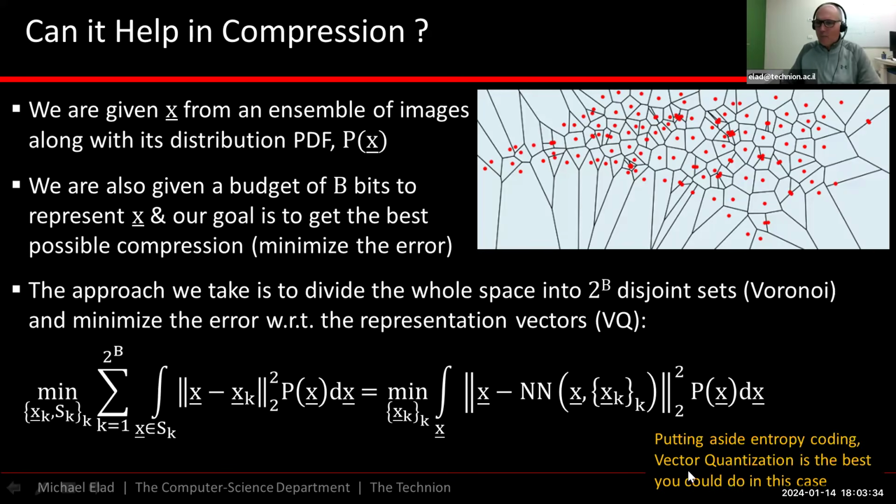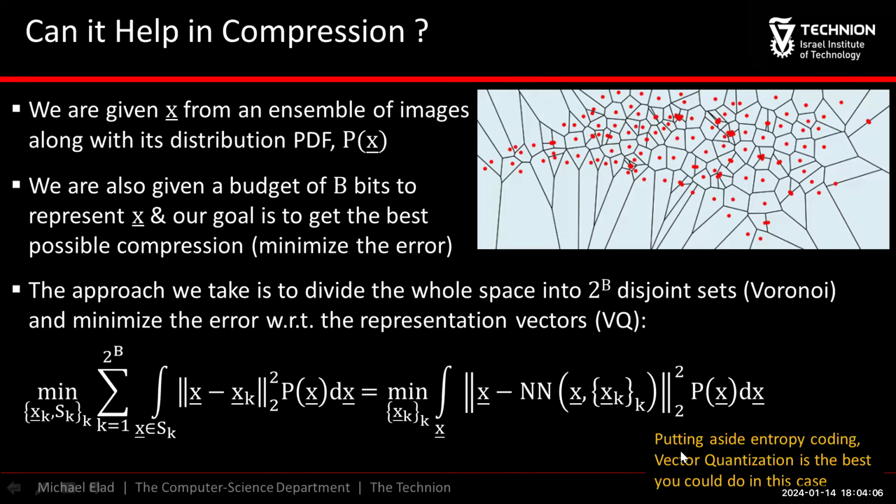Now, are practical compression algorithms working this way? Never. Never. Why? You don't have P of X. We don't. Well, it's not the reason. We do have a proxy of P of X, which is many, many training images. So why are we avoiding this method, which looks so appealing? Why?